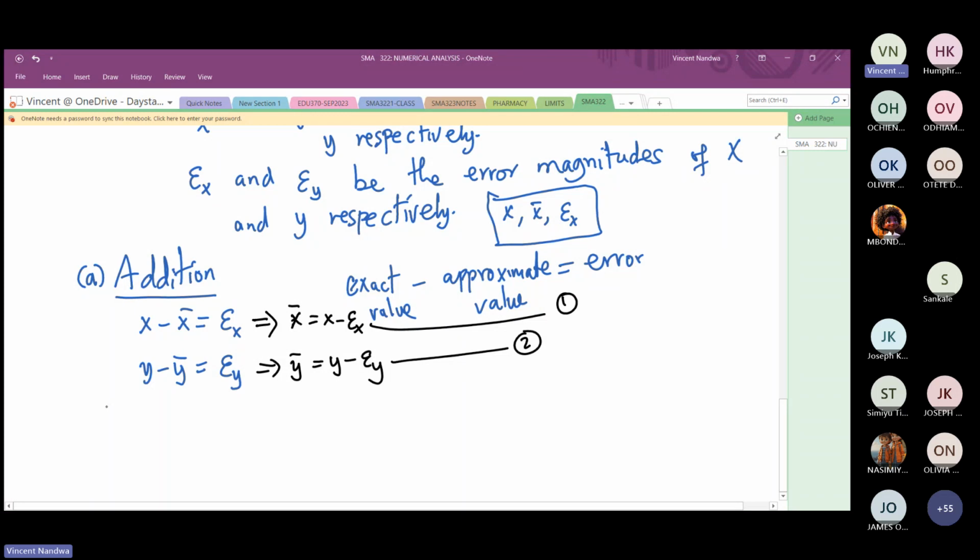Then add equation 1 and equation 2. Adding two equations means that you put them on the same side, you add the left-hand sides of the equations and also add the right-hand sides of the equations. So I'll have bar x plus bar y is equal to x minus error in x plus y minus error in y.